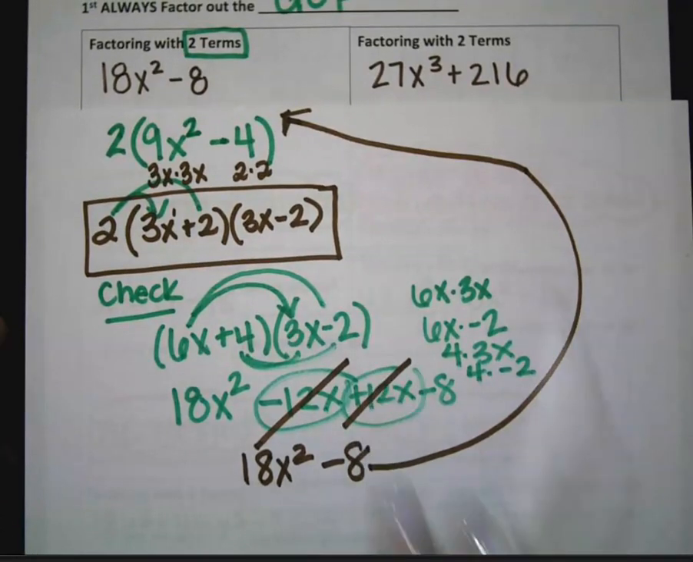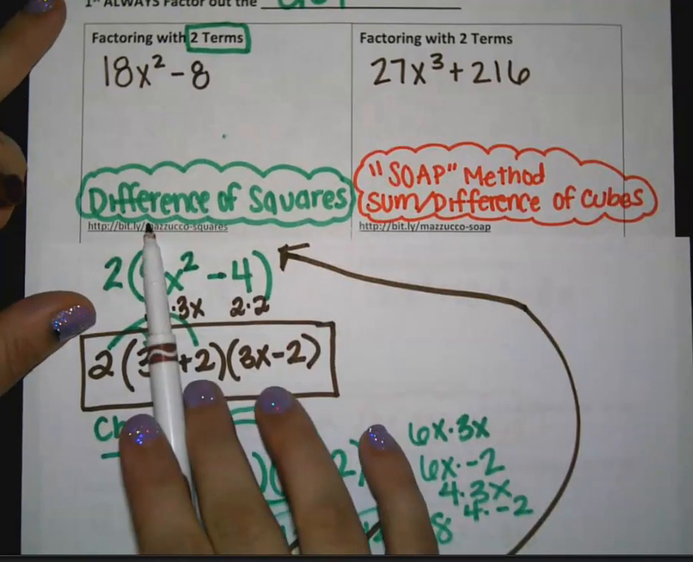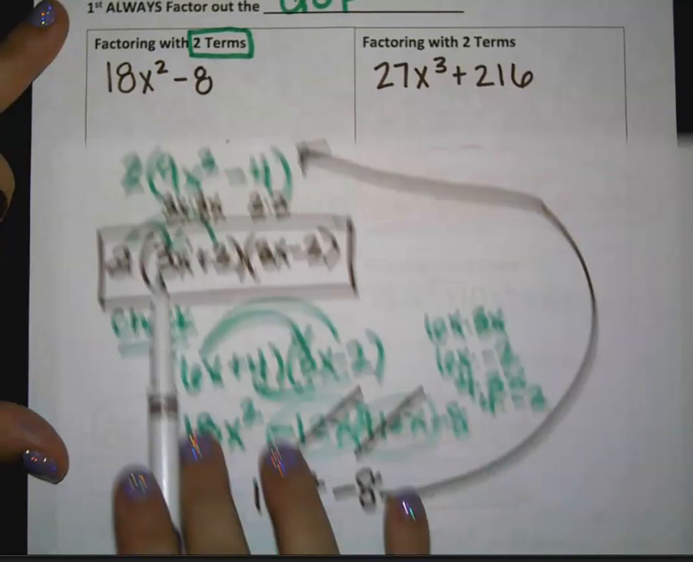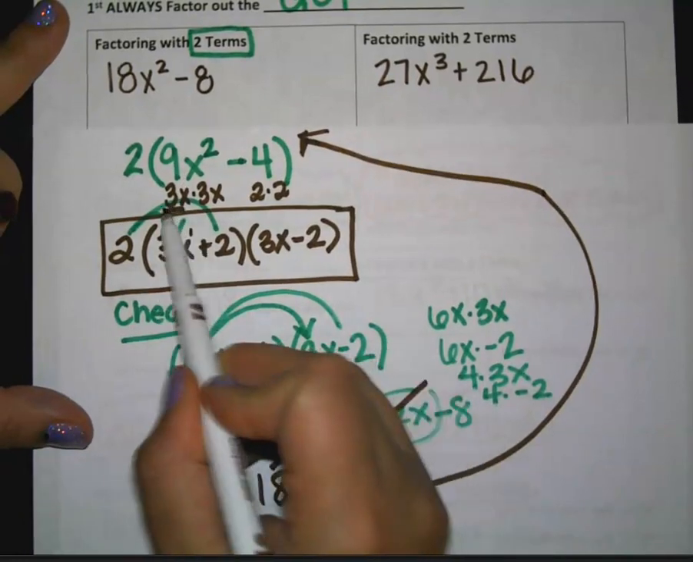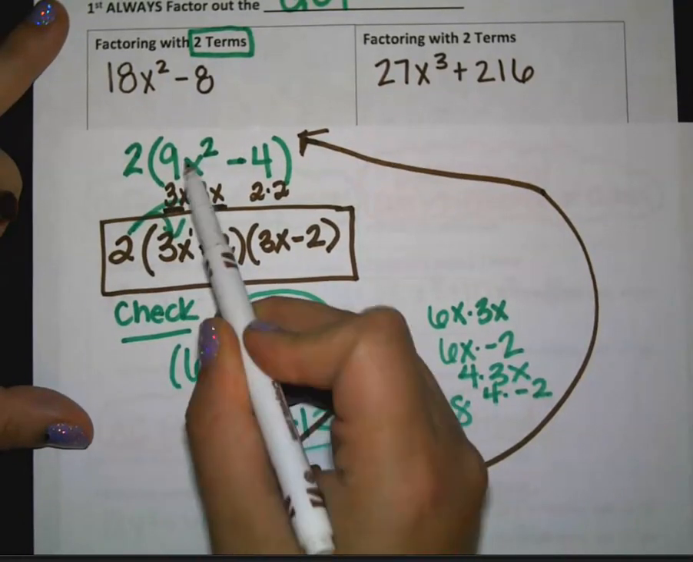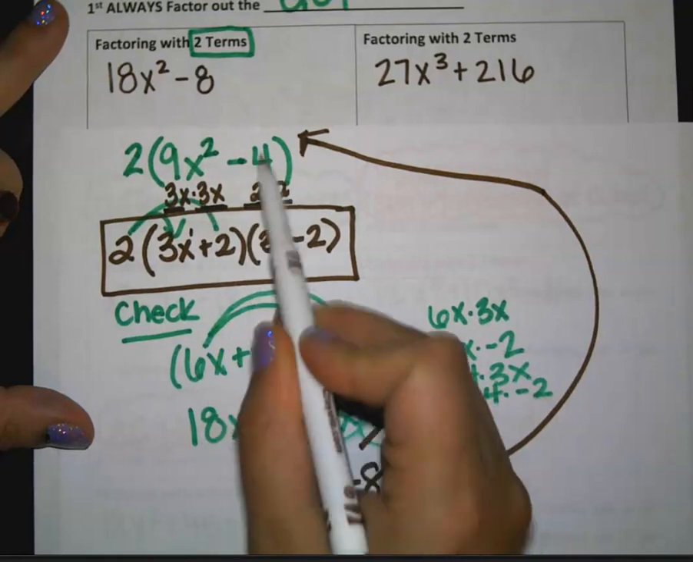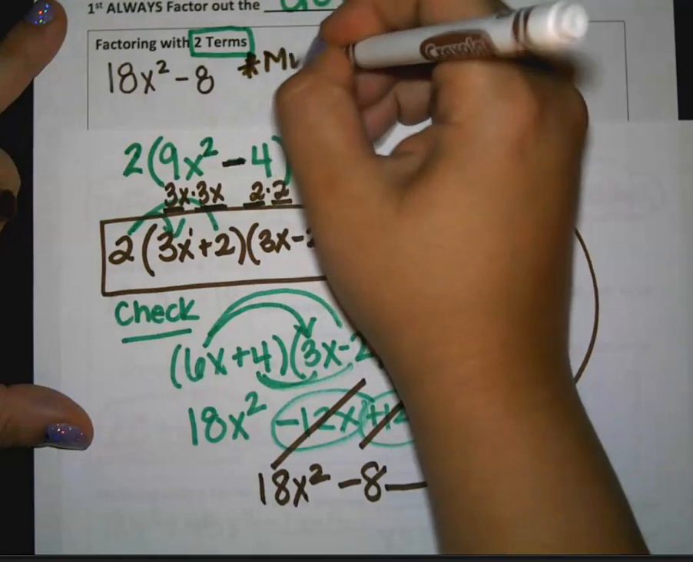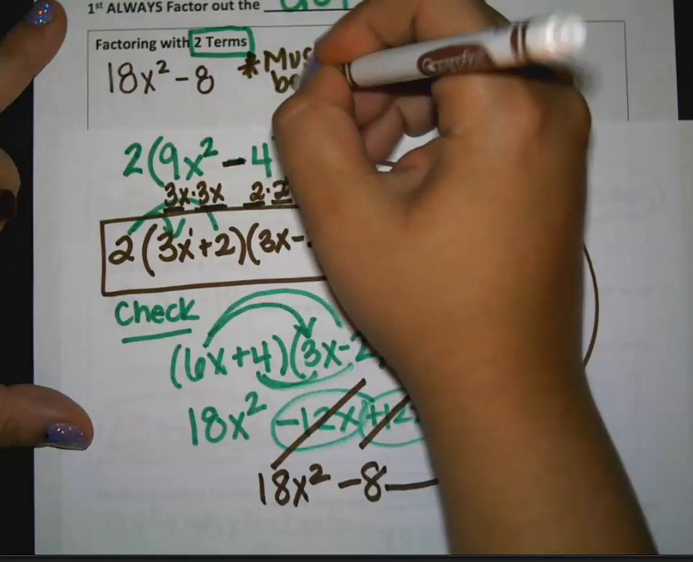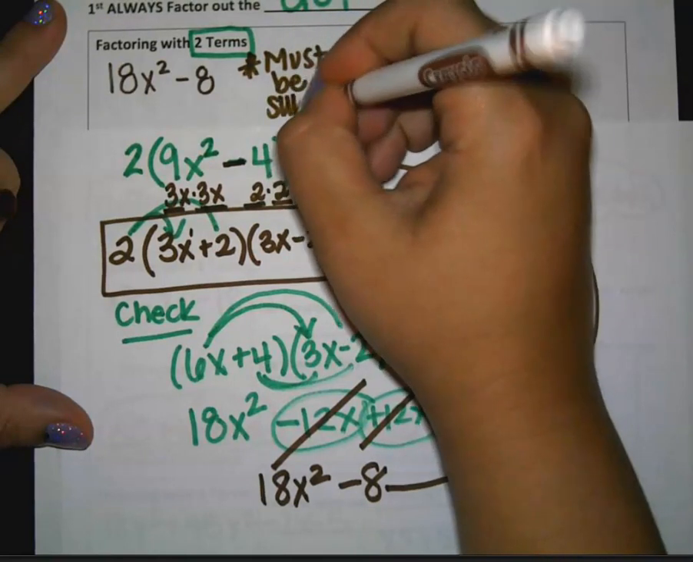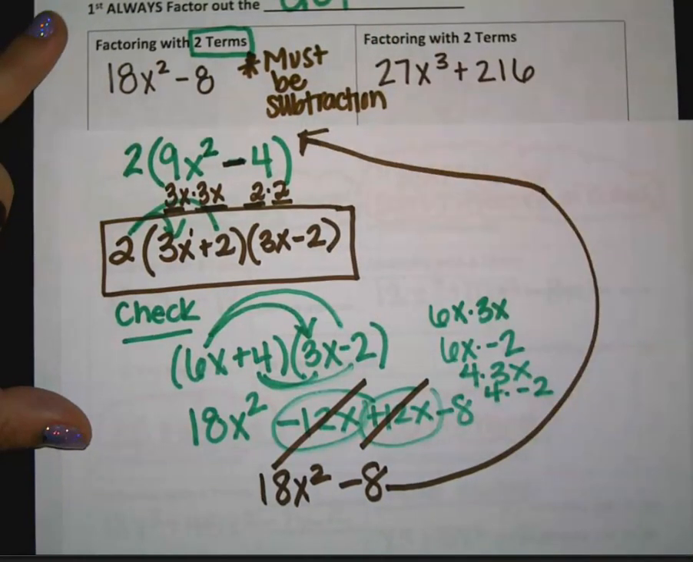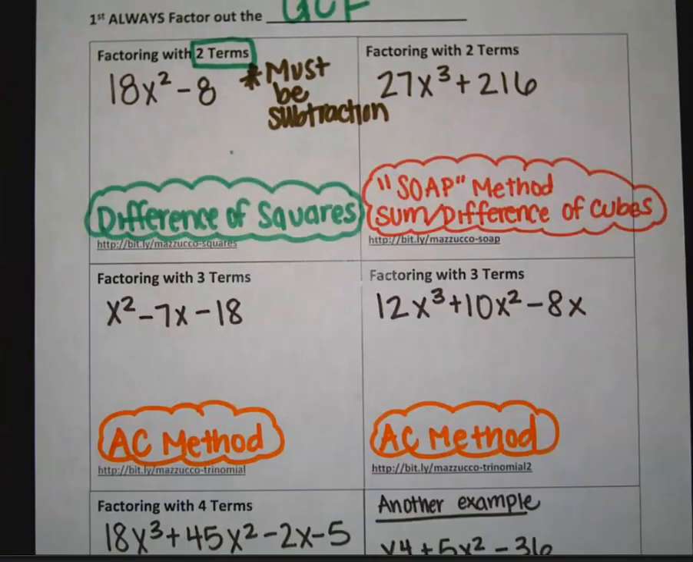Okay, so to recap, this is called a difference of squares. How do we know to do this? It's when you can find the same thing times the same thing that makes the first term and the second term, and there must be a minus, subtraction in between. Okay. All right, let's do another one with two terms.